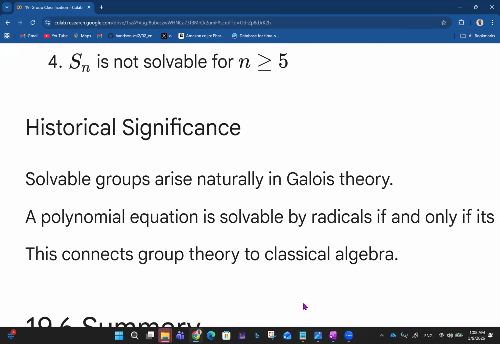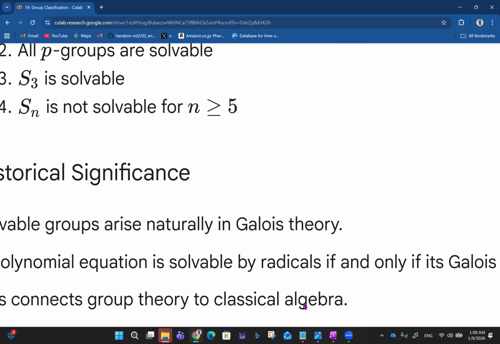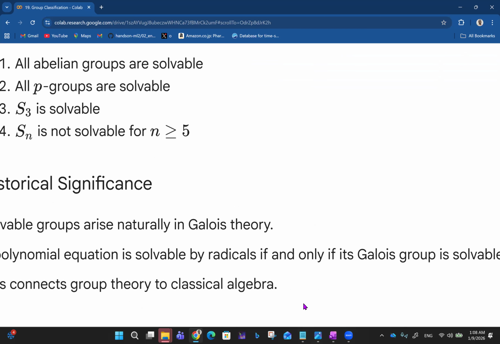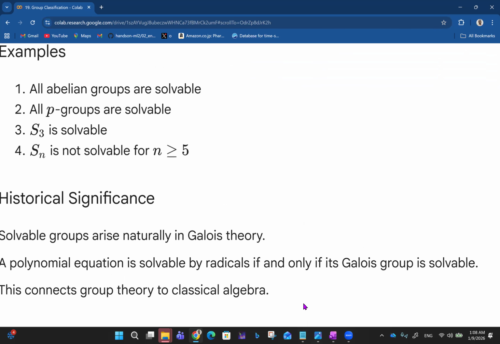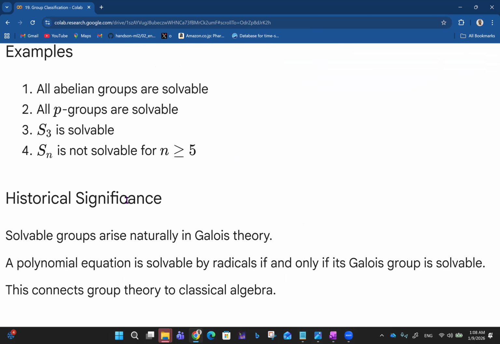So then we have the historic significance of this whole idea. So we see Galois being thrown up here when we talk about the history of solvable groups. Solvable groups arise naturally in Galois theory, and a polynomial equation is solvable by radicals if and only if its Galois group is solvable. Then this connects group theory to classical algebra.